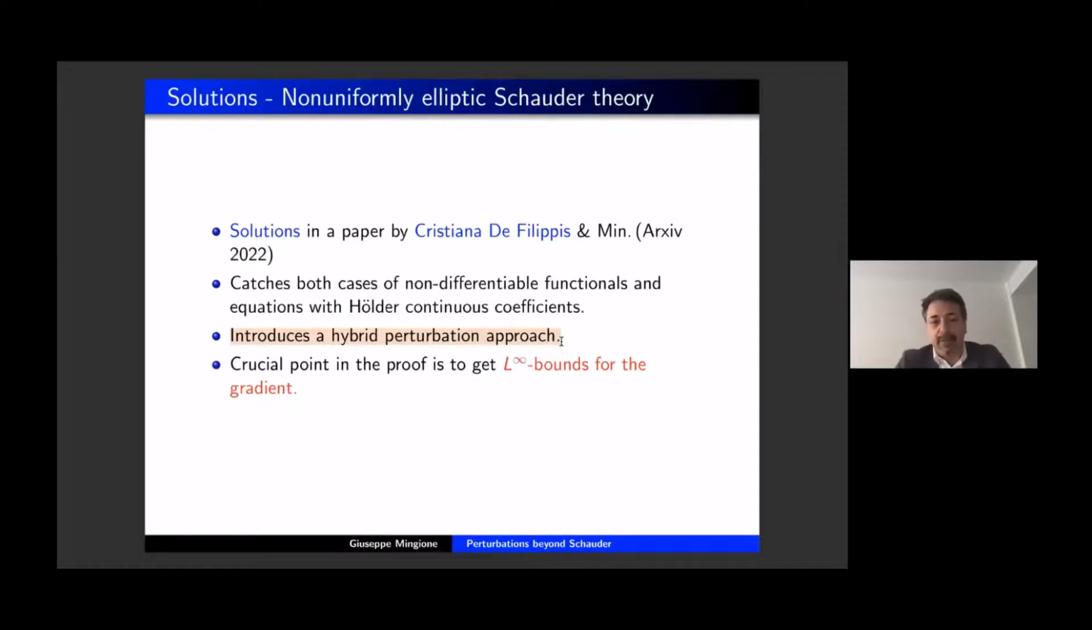We just use a bit of perturbation, and the crucial point is to prove the L-infinity bounds of the gradient, because once you know that the gradient is locally bounded, then you don't have to worry about non-uniform ellipticity too much, because you already know that this ratio stays bounded and you have to adjust things. So that's the focal point.